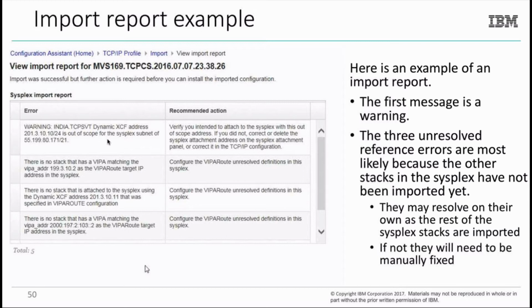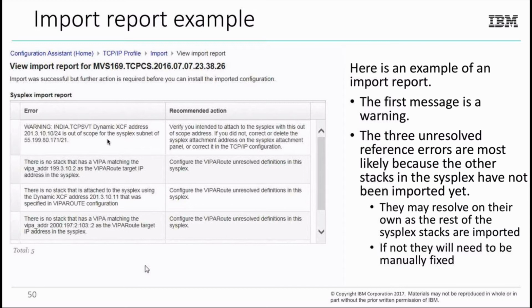The next one is saying there's no stack that has a VIPA matching the VIPA address as a VIPA route target. So in other words, I imported a stack. It has a VIPA route statement, but the VIPA that I'm using as the target doesn't exist. The next 3 errors are all that, and those are probably because you haven't imported those stacks yet that have that VIPA. As you import more stacks in the Sysplex, those errors will clear up on their own. But there may be some errors that you wouldn't be able to clear up and have to manually fix.